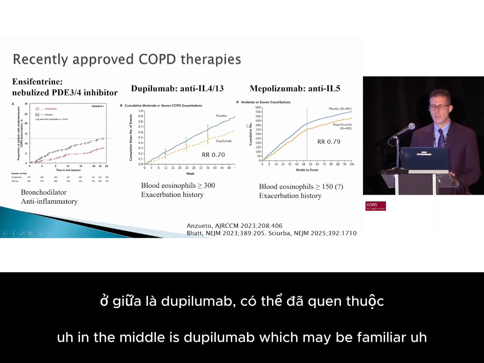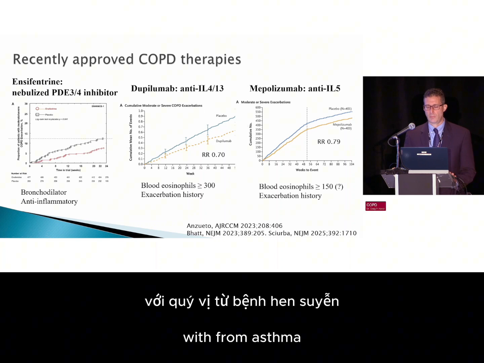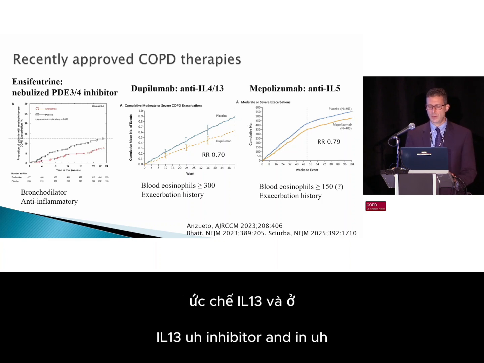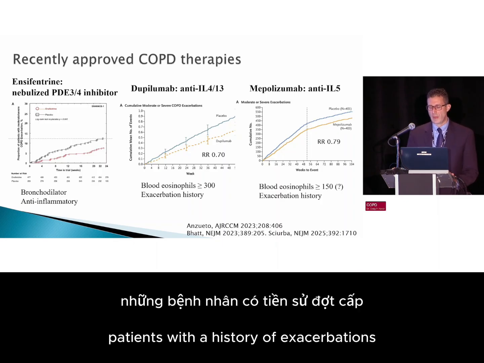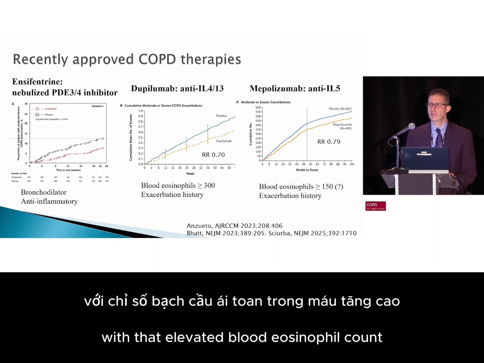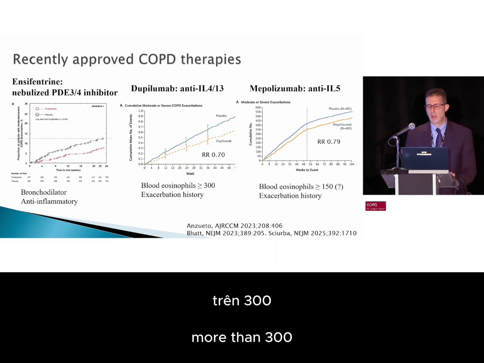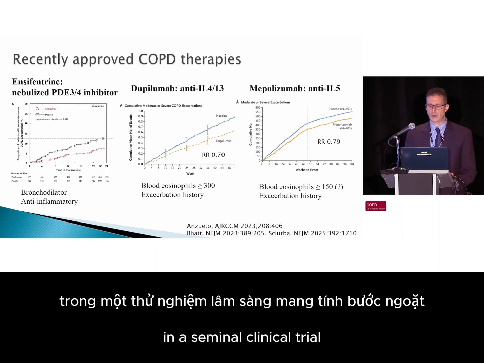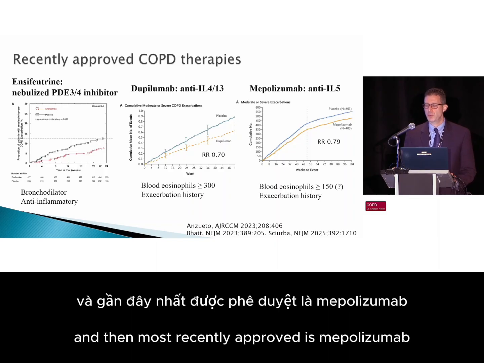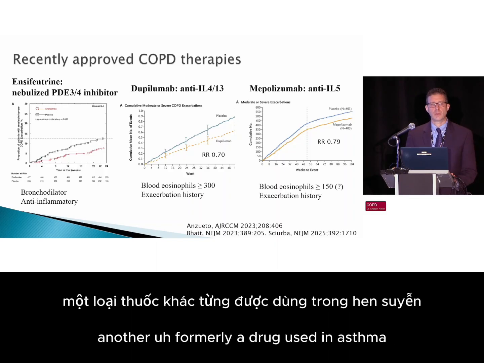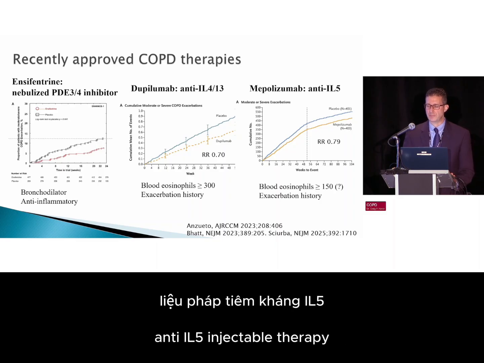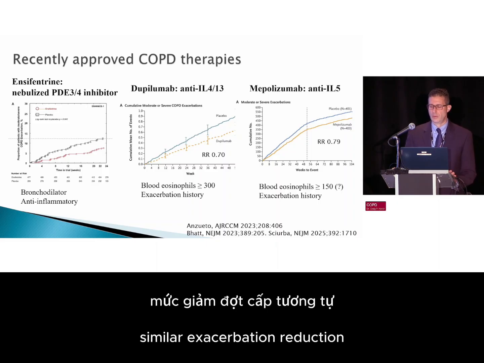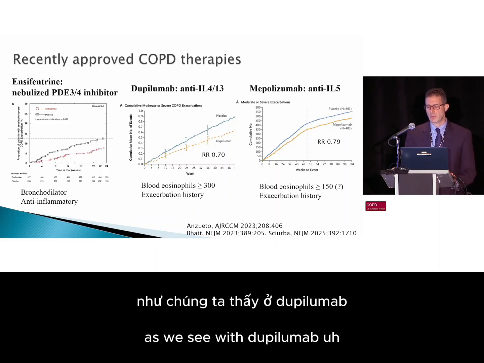In the middle is dupilumab, which you may be familiar with from asthma. It's an injectable anti-IL-4, IL-13 inhibitor. And in patients with a history of exacerbations with that elevated blood eosinophil count more than 300, about a 30% reduction in exacerbations over 1 year in the seminal clinical trial. And then most recently approved is mepolizumab, another formerly a drug used in asthma, anti-IL-5 injectable therapy. Can be, again, similar exacerbation reduction as we see with dupilumab.